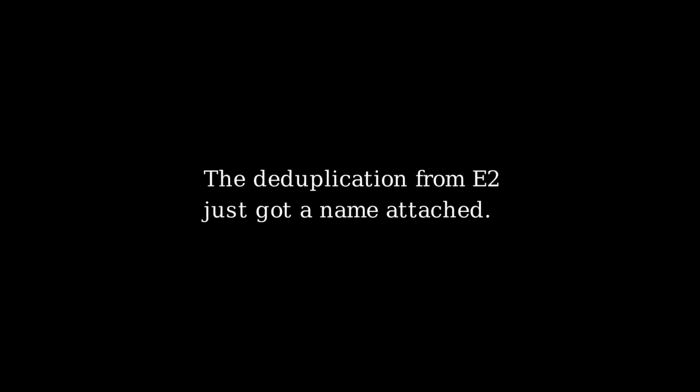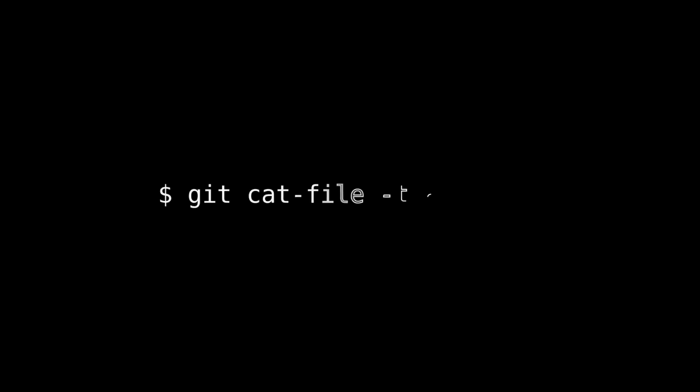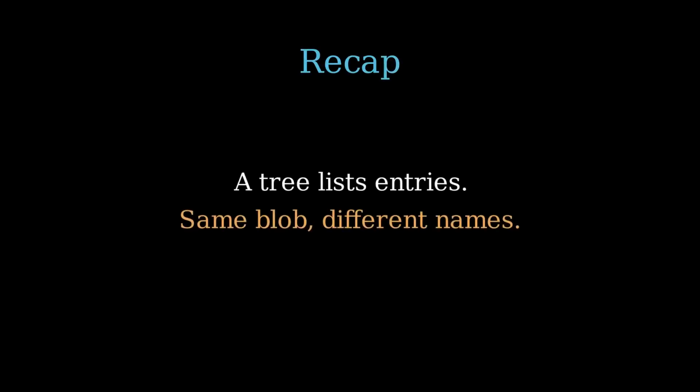Remember from episode 2, same content always gets the same hash. The tree gives it 2 names. Deduplication with names attached. But what about 80, the third folder? Same command finds out. Next segment. Recap. A tree is a list of entries. Each entry points to a blob by hash with a file name attached.